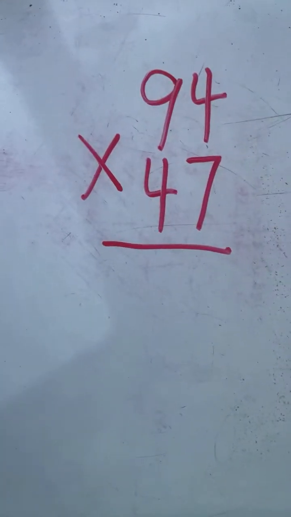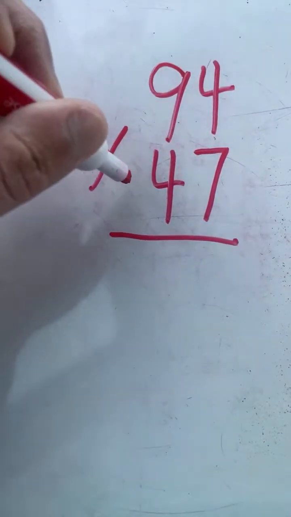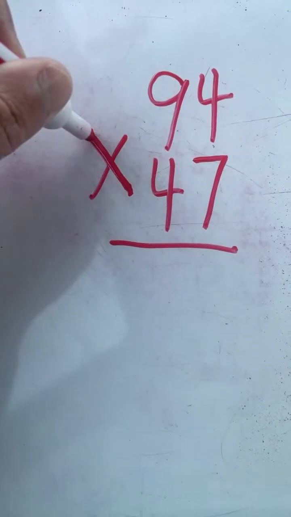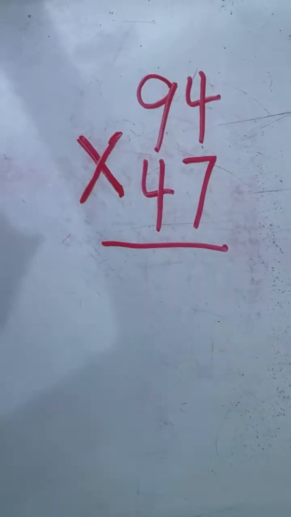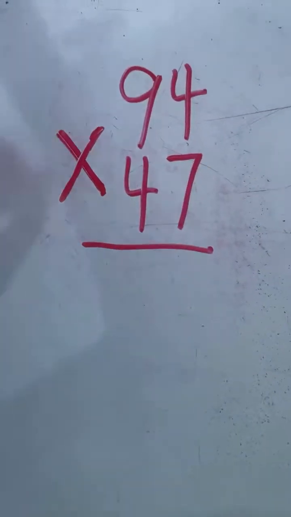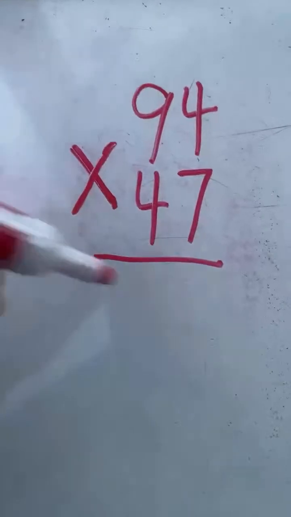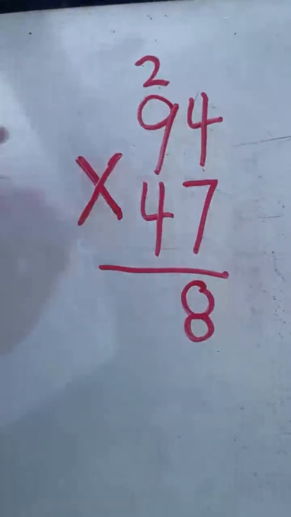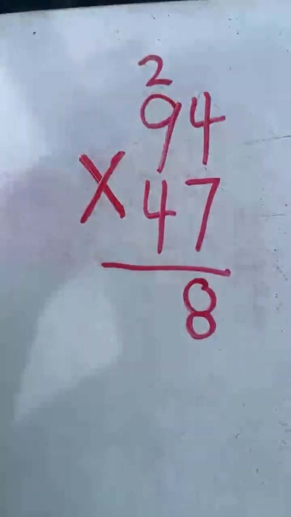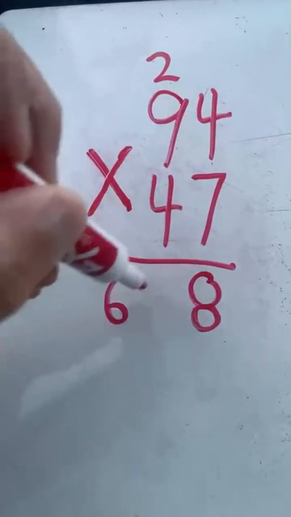All right, 94 times 47. Let me just make that multiplication sign a little neater, make it stand out a little more. There we go. All right, starting in the ones place, 4 times 7 equals 28. 8, carry the 2. 9 times 7 equals 63, plus 2 equals 65.